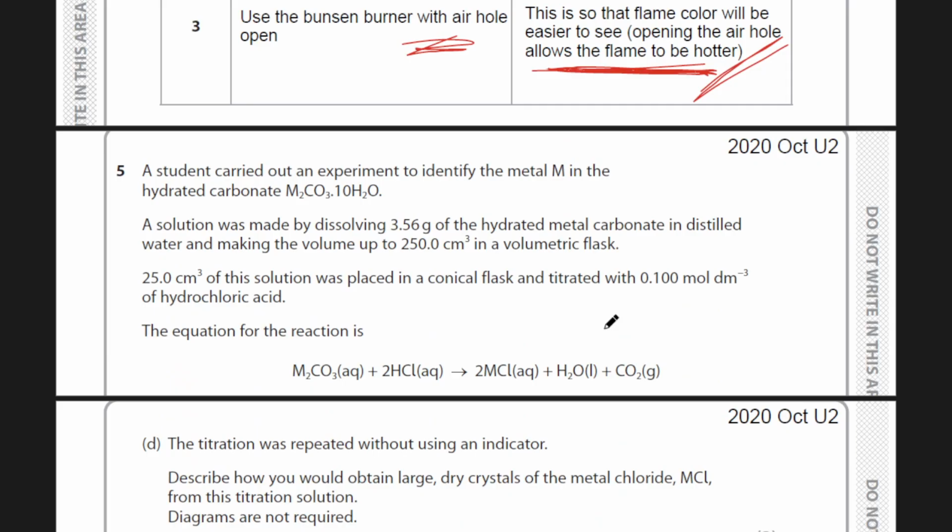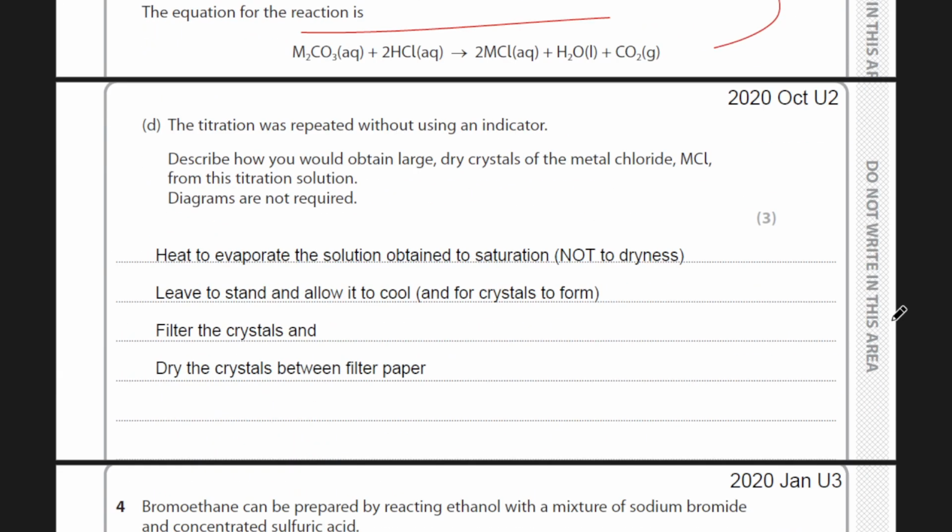Now, a student carried out an experiment to identify the metal M in the hydrated carbonate M2CO3.10H2O, and this is the whole process with the equation provided. The question was, the titration was repeated using an indicator. Describe how you would obtain large dry crystals of the metal chloride from this titration. Diagrams are not required.